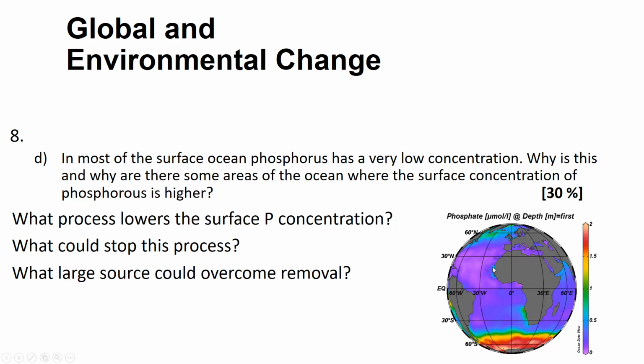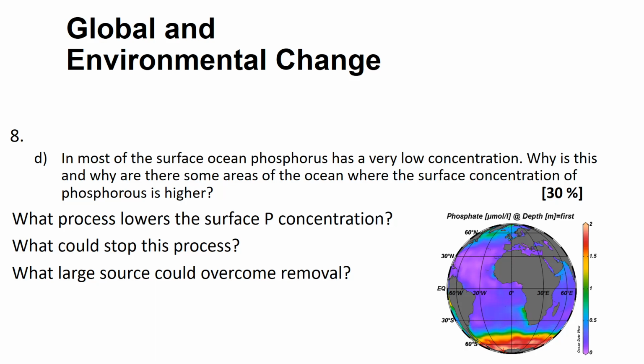And then we want to think about why these regions around coasts or in the Southern Ocean could be somewhat different. What's maybe stopping the removal processes, or is it not a stopping of the removal? Is there an oversupply of phosphorus?